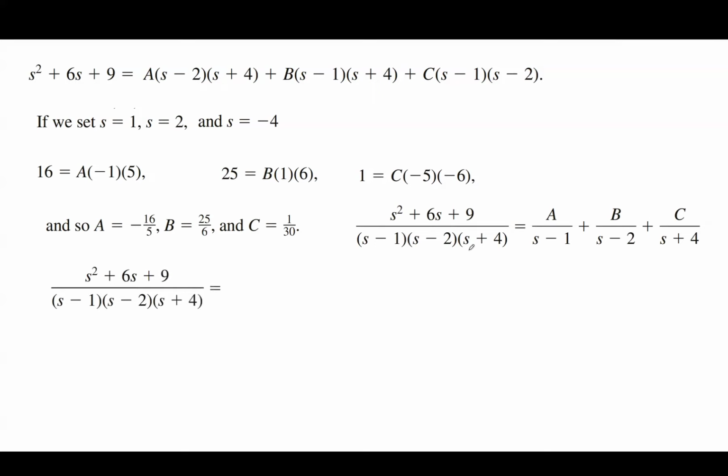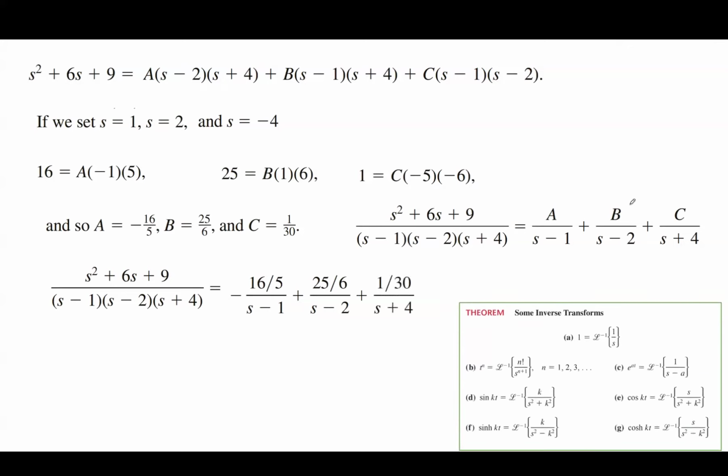So our fraction on the left can be written as negative 16 over 5 divided by (s minus 1), plus our B, which is 25 over 6. So you get 25 over 6 divided by (s minus 2), plus C, which is 1 over 30, divided by (s plus 4).